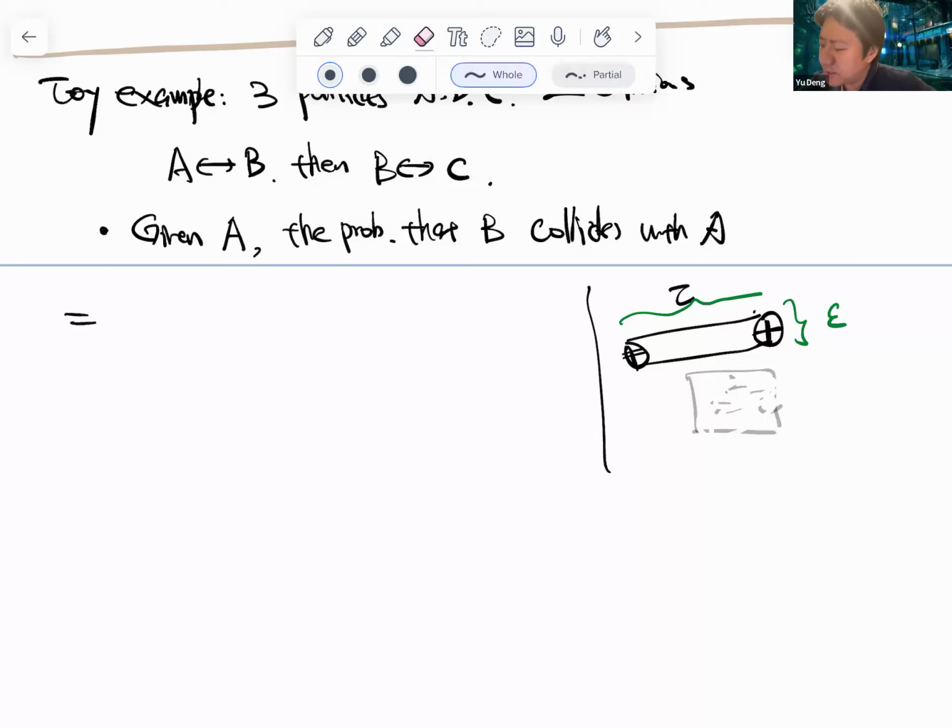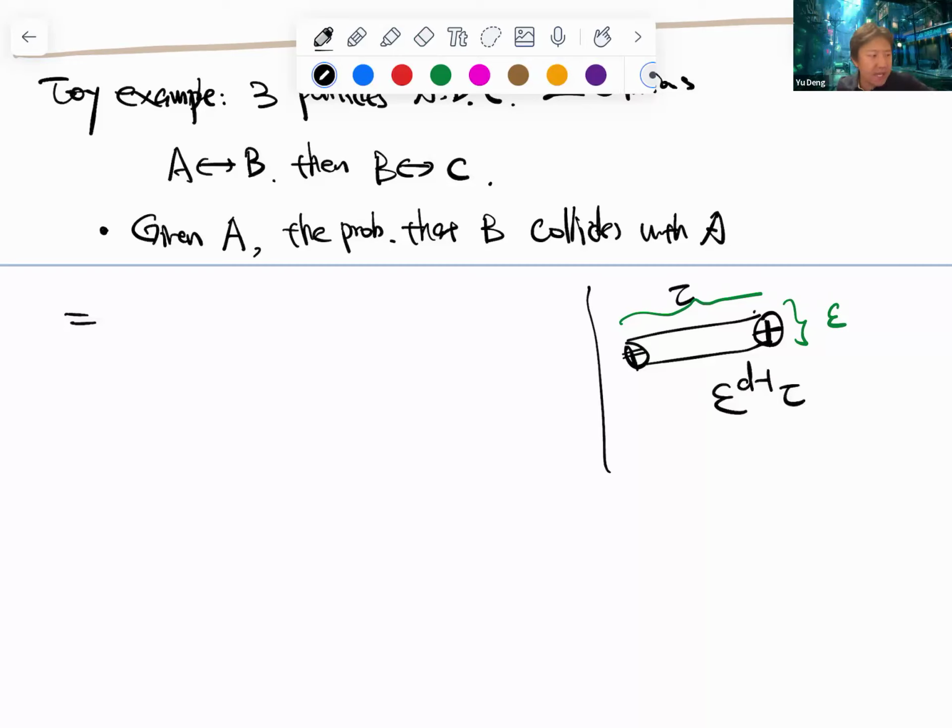Let's say in d dimensions, that will be epsilon to the d minus 1. The probability that B collides with A is the number of particles in this range, which is n times epsilon to the d minus 1 times tau, which is equal to tau. Okay, so see here we get this tau factor, which is on the right hand side. And remember that this collision is fixed in the time layer, so we only have this time tau, which is the length of the time layer.